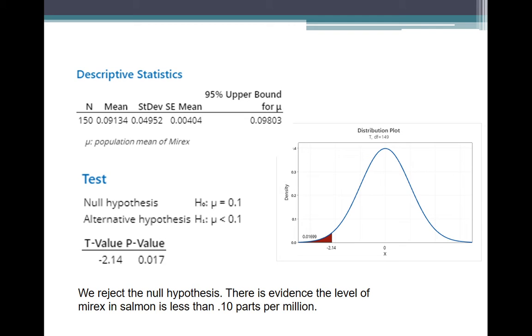The MIREX levels are less than 0.10 parts per million. So that's just the general sort of setup, and we'll kind of unpack each one of those.